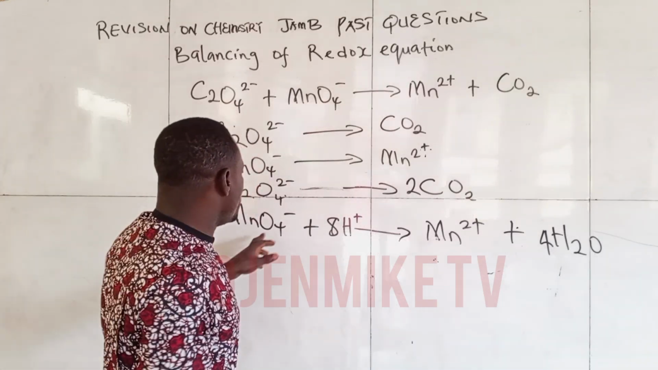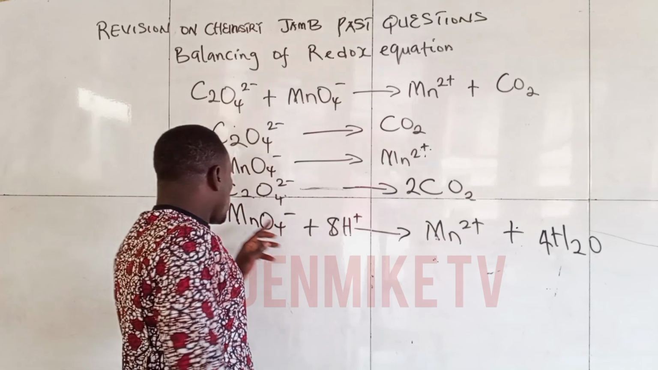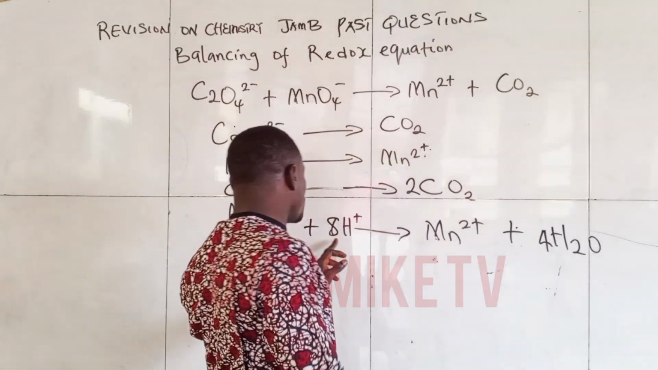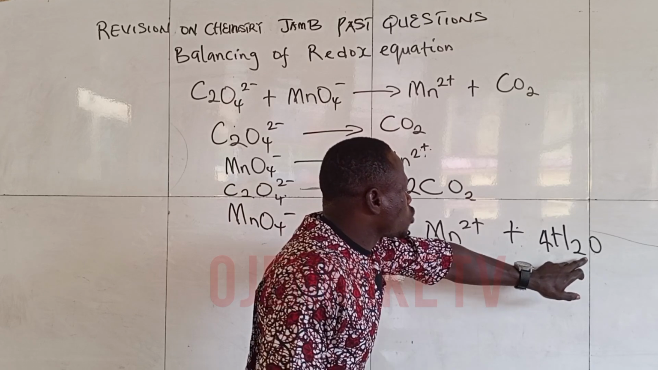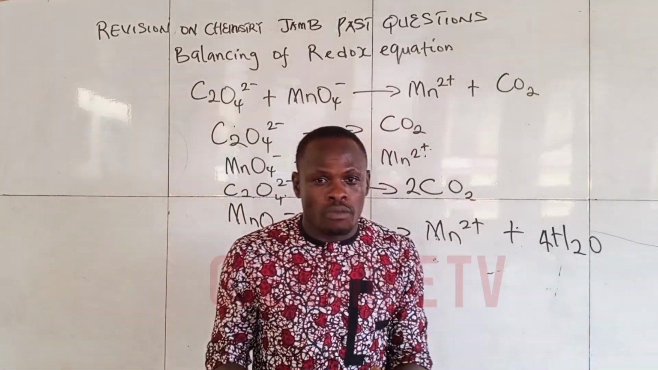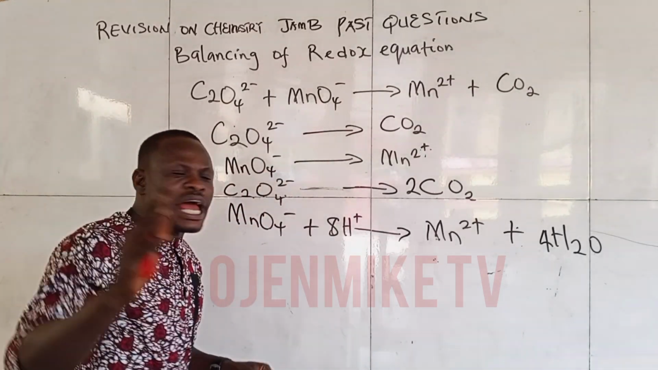Are you following? It means that manganese here is 1 and manganese here is 1. Oxygen here is 4 and oxygen here is 4. Hydrogen here is 8, and hydrogen here is 2 times 4, which gives us 8. We have balanced our atoms. The next thing we are going to do is to balance the charges.